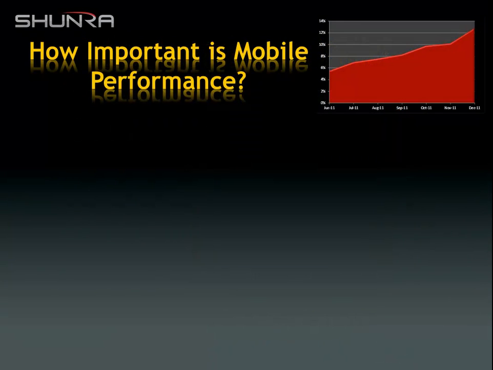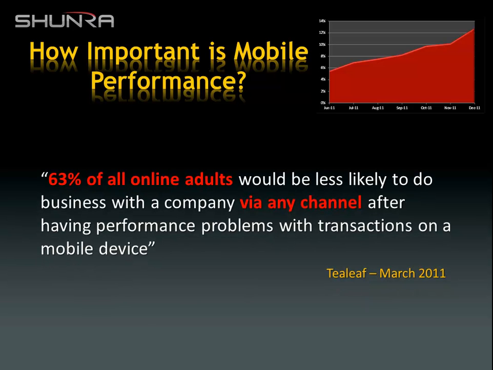So what difference does the performance of your mobile apps and websites make to your customers? A recent report by Tea Leaf demonstrated that poor performance can have serious wider brand impact, with 63% of respondents being reluctant to re-engage with an organization via any channel after suffering poor mobile performance.